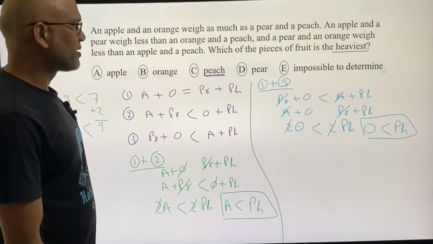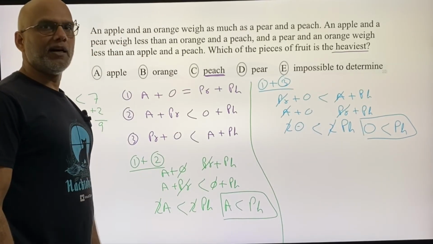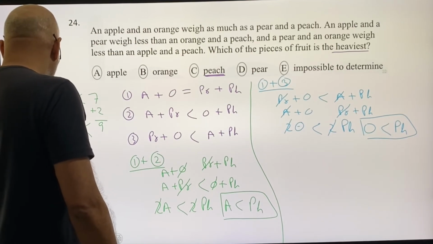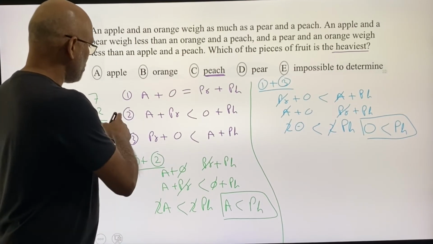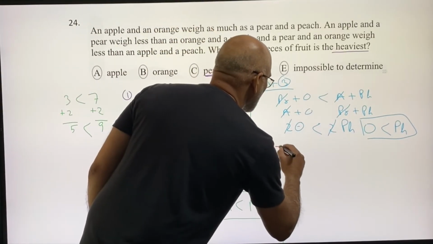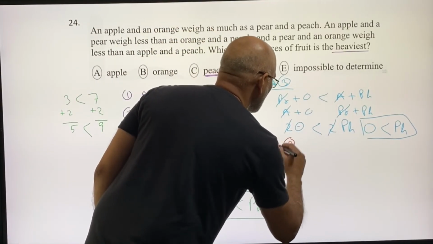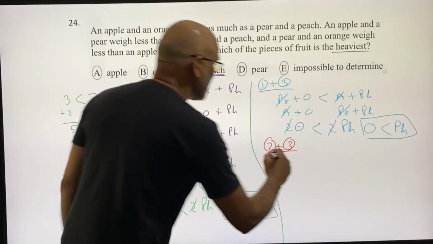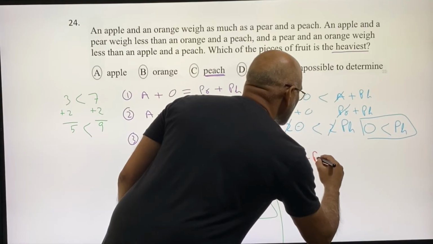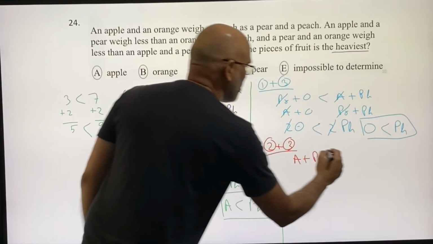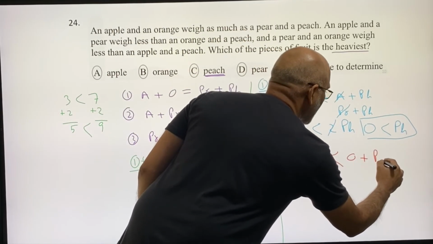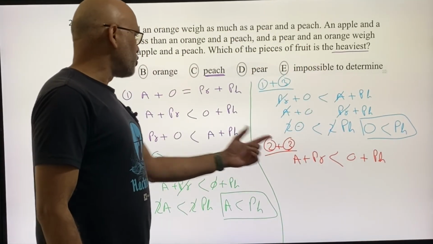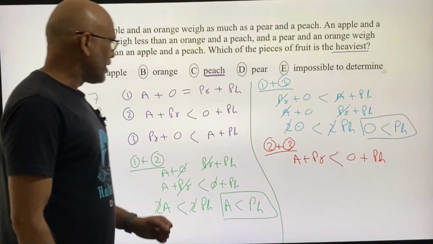Okay, that's the second one we got. Now finally, let me do 2 plus 3, equation 2 plus equation 3. So I can write down equation 2 first. A plus PR is less than O plus pH. All right, so this is equation 2. I have kept the inequality.